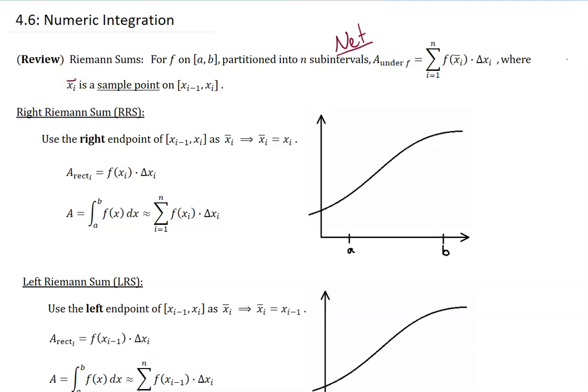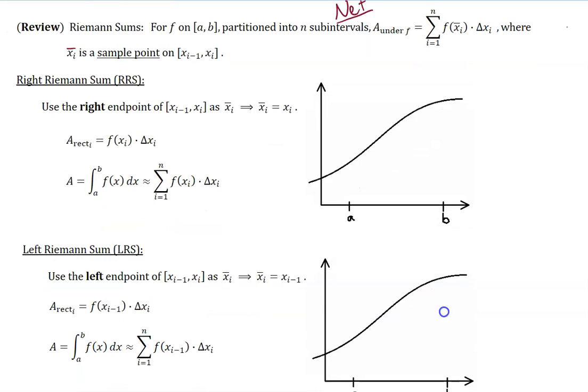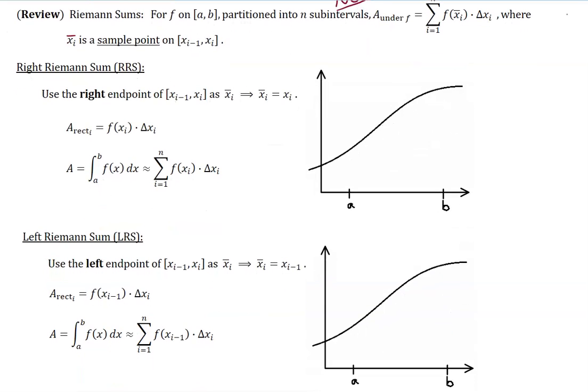Okay, remember that the height comes from, and this is just a typo, there should be a bar across that. So the height of each rectangle comes from the value of the function at the sample point, and the sample point can be anywhere on the closed interval of each subinterval, okay? So specifically, we've got a few types of Riemann sums here. A right Riemann sum is where the right endpoint of each subinterval is used as the sample point, okay?